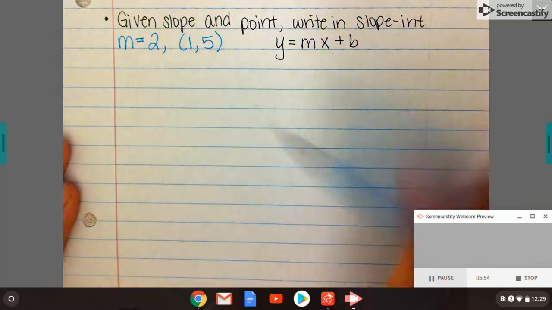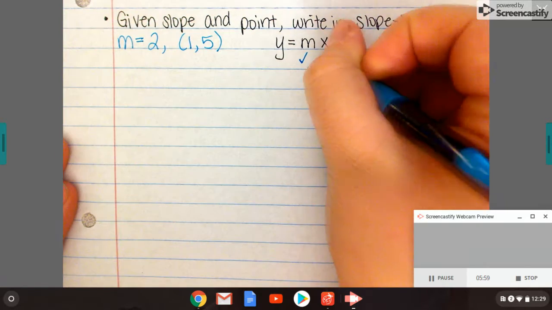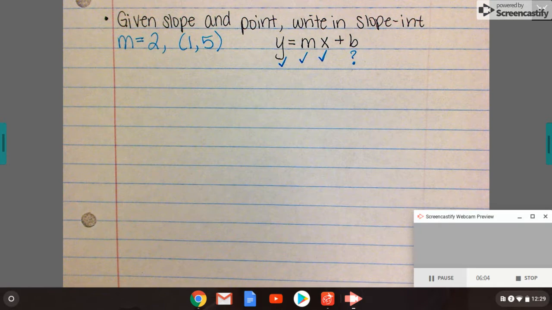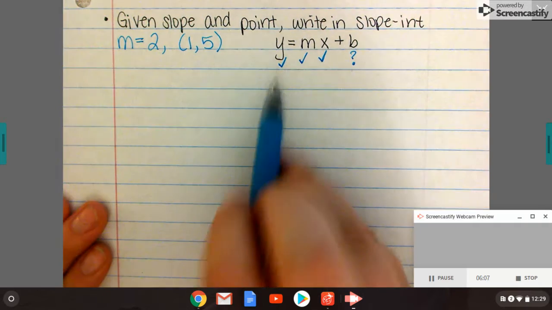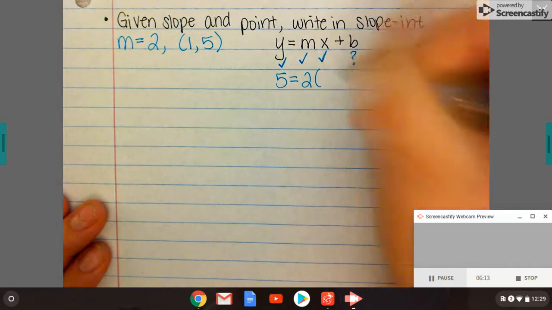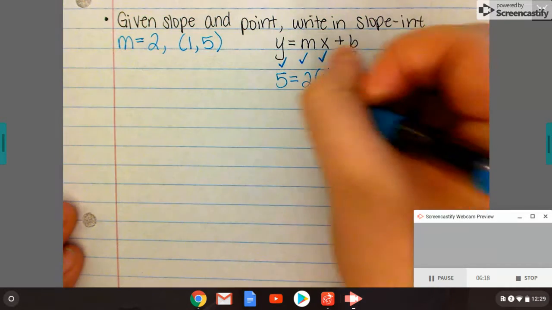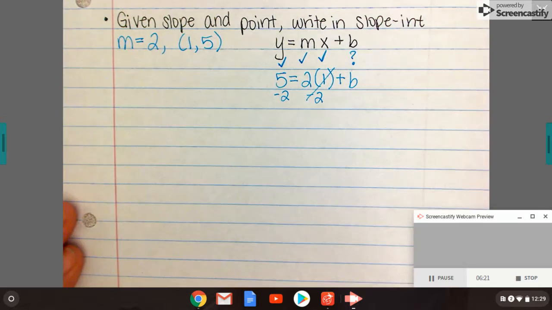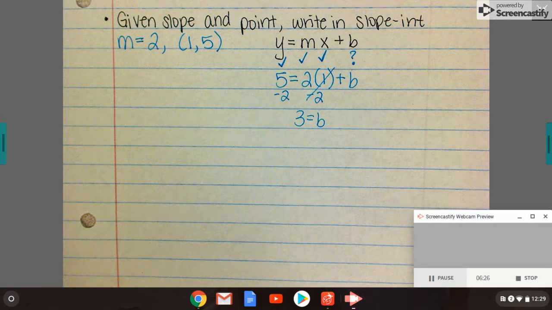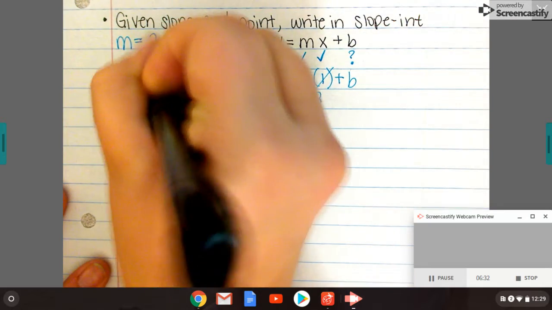We have m, so I can check that off my list. And we have x and y. But I don't know what b is yet. So let's plug everything we do have in and then solve for b. So y is 5, m is 2, x is 1, and I don't know b. We can then solve to get b. 2 times 1 is 2, and subtract it from both sides. So I've got 3 equals b. Now I have everything I need. So I've got b, I've got m. I can write my answer now. y equals 2x plus 3.